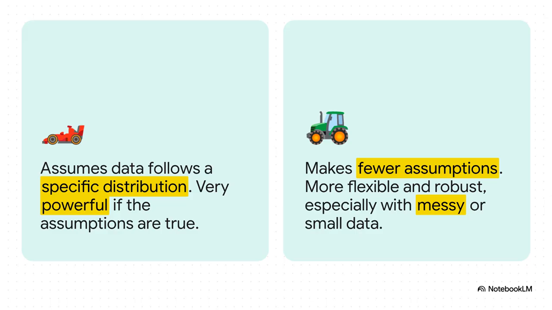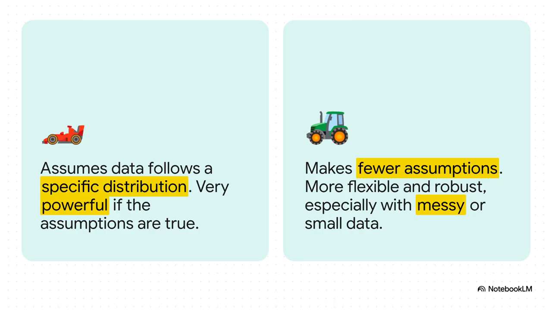Think of parametric methods on the left like a high-performance race car. They assume your data is perfectly behaved, following that classic bell curve. And if that's true, they are insanely powerful and fast. But what if your data is messy, or you've only got a small amount of it? Well, then you need the all-terrain vehicle on the right, non-parametric methods. They don't make as many assumptions, they work with things like ranks and frequencies, and that makes them way more flexible and tough.